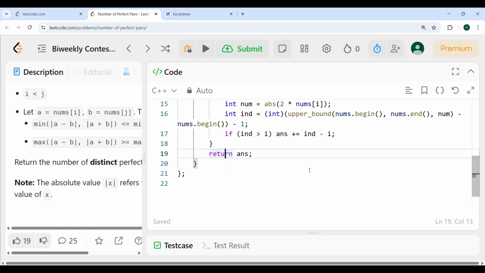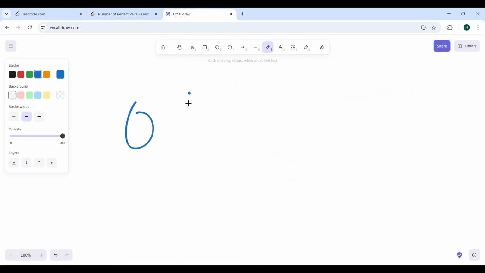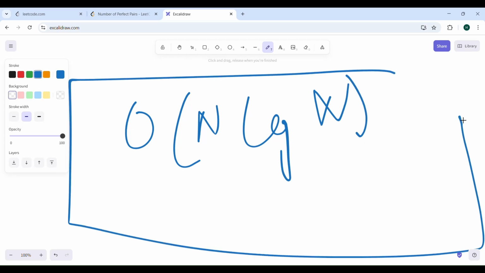So that is it for the code. If you look at the time complexity of it, it is big O of n log n, because we are sorting and using a binary search for it. So I hope you have understood all my points.